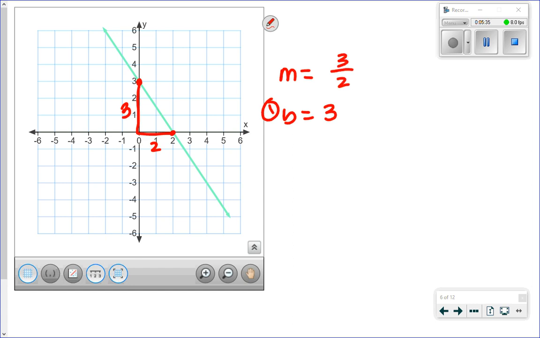That doesn't reduce at all. Should it be positive or negative? It's going downhill, so that means it should be negative. Slope-intercept form: y equals negative 3 over 2x plus 3.